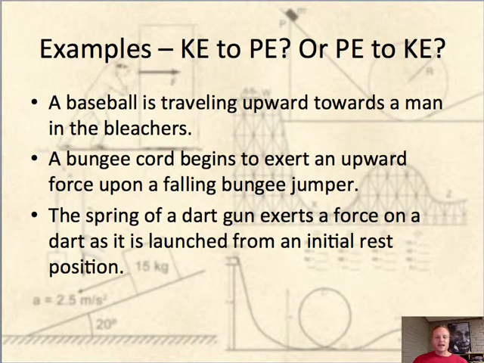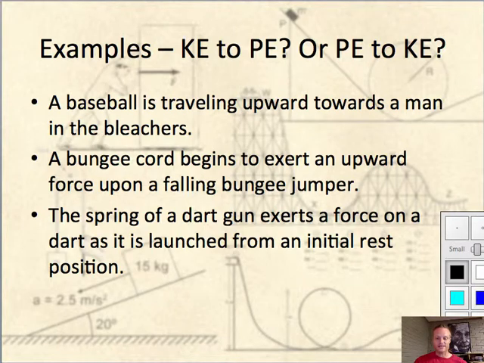So it says a baseball is traveling upwards towards a man in the bleachers. So someone just hit a baseball and it is traveling upwards to the man in the bleachers. I guess it's a home run. That's great. I want to know, is this an example of going from kinetic to potential energy?